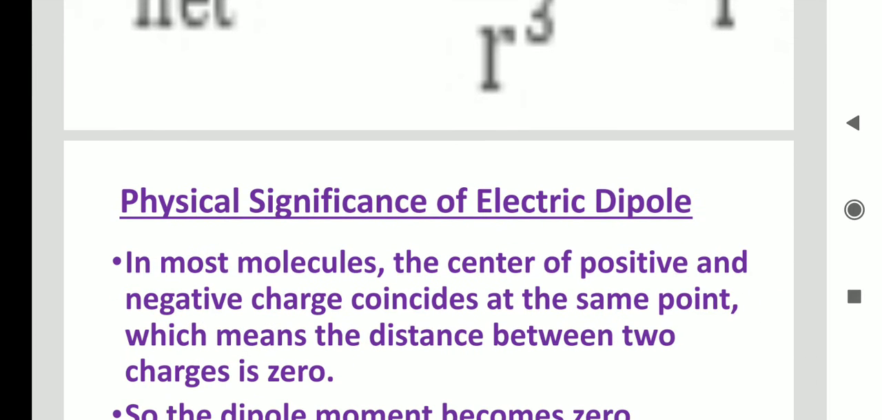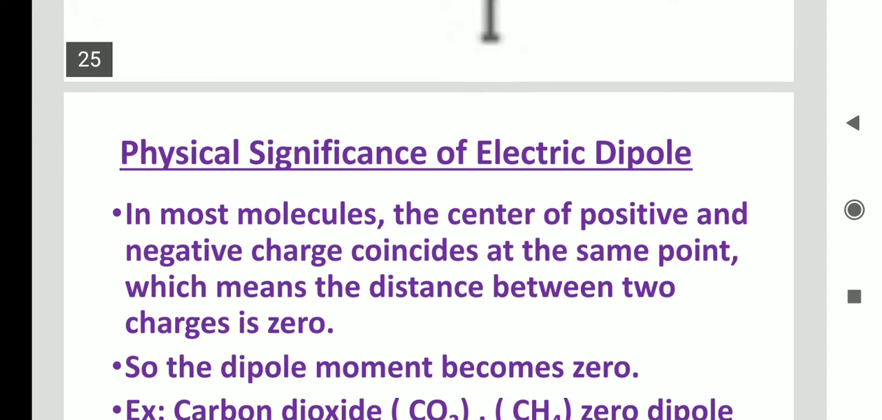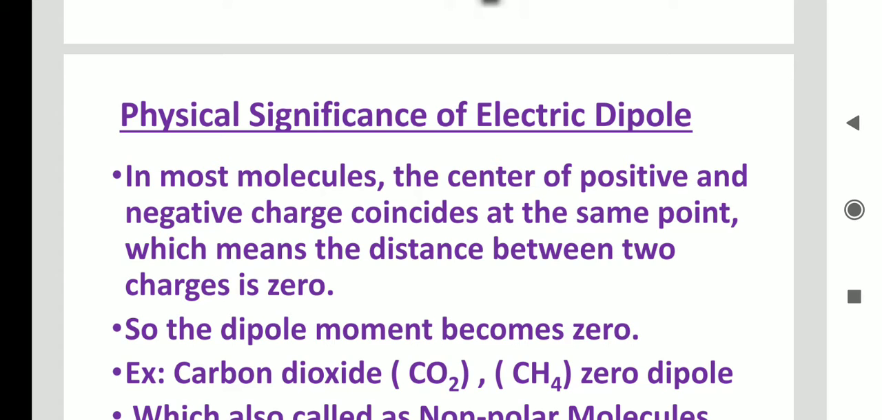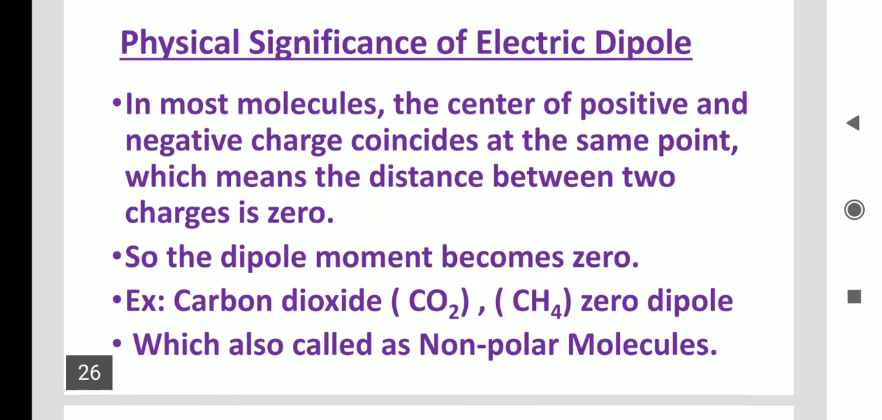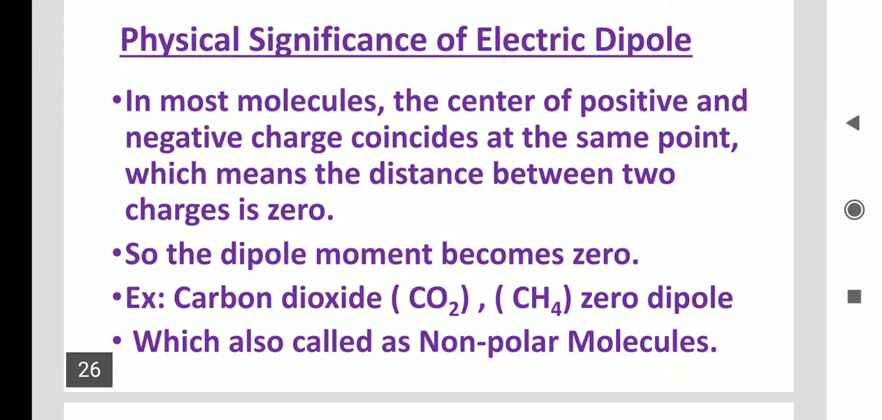Now, the significance of the electric dipole. In most molecules, the centers of positive and negative charges coincide at the same point, which means the distance between the two charges is zero. That means the electric dipole is zero. When the positive and negative charges coincide with each other, the distance between them is 0. When the distance d is 0, the dipole moment is going to be 0.